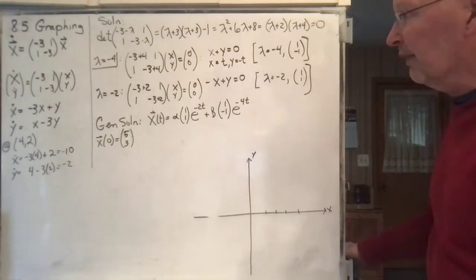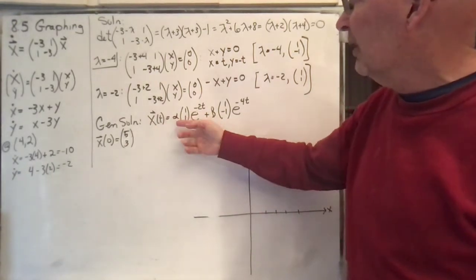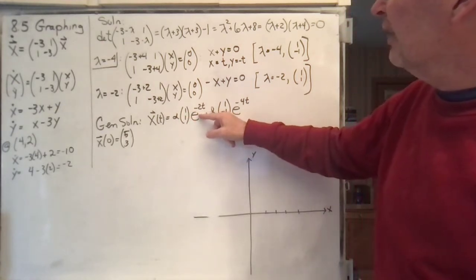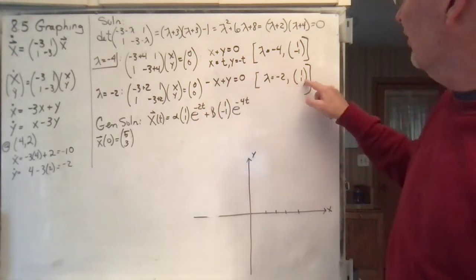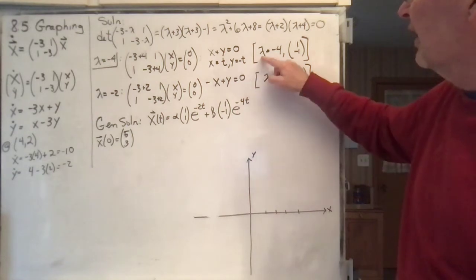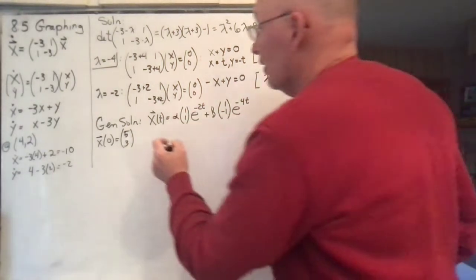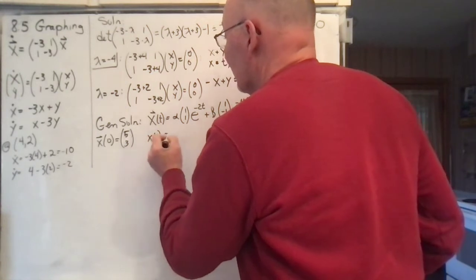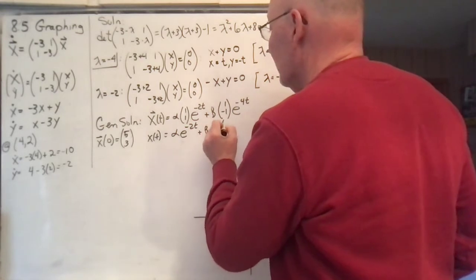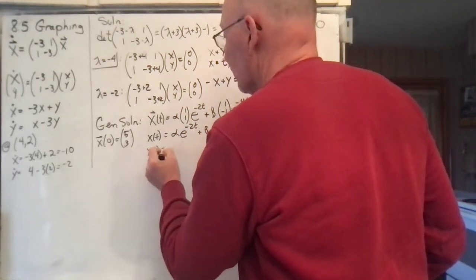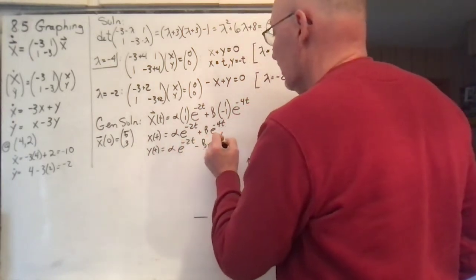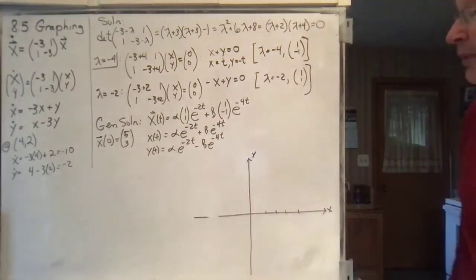Once you have that, you have the general solution, which is any constant alpha times this eigenvector times e to the negative 2t, and then beta times this eigenvector times e to the negative 4t. And if you want to, you could break it up and write x of t is equal to alpha e to the negative 2t plus beta e to the negative 4t, and y of t is equal to alpha e to the negative 2t minus beta e to the negative 4t. You can write it either way, whichever you prefer.